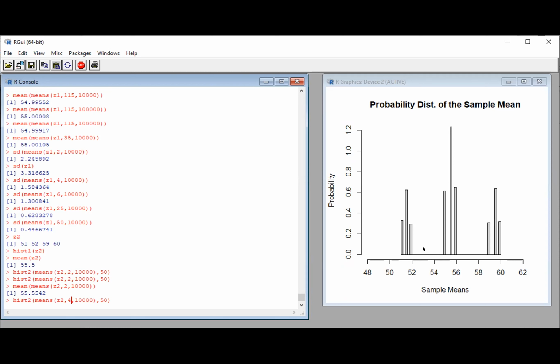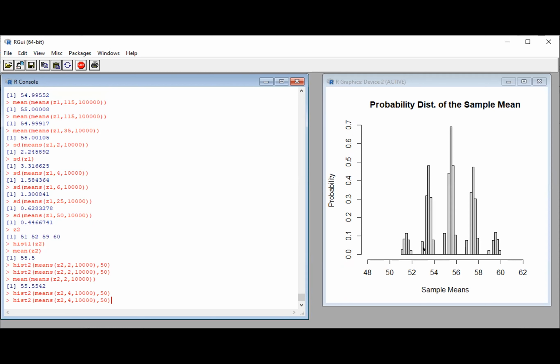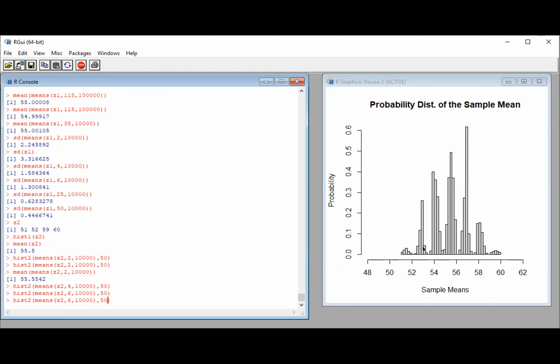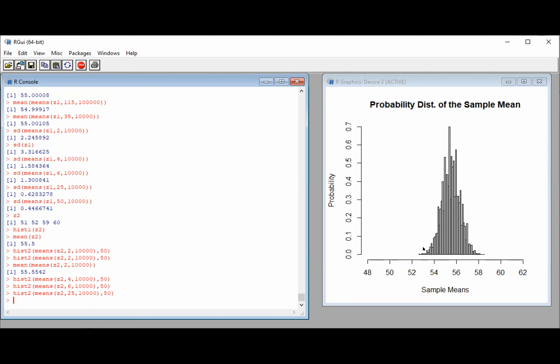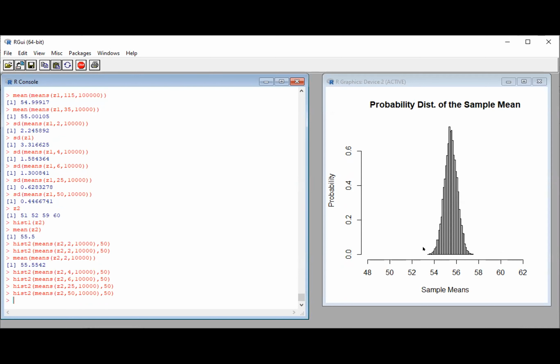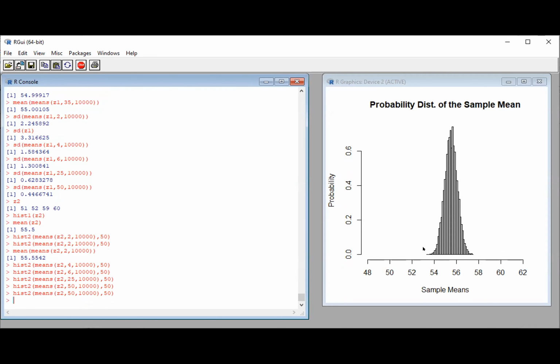Now I start picking samples of size 4, and it starts looking more like a normal. Let me increase it to 25. Becomes almost like a normal. And this is exactly like a normal. So by the time I have reached 50, although my original data had a very different distribution, the means of those samples have a normal distribution.